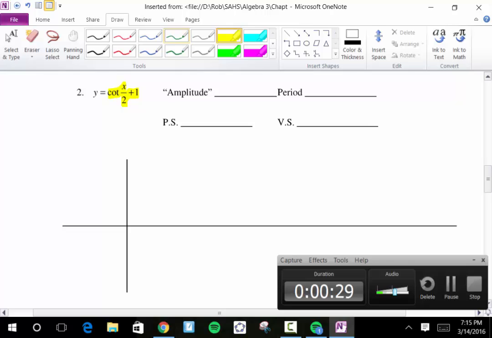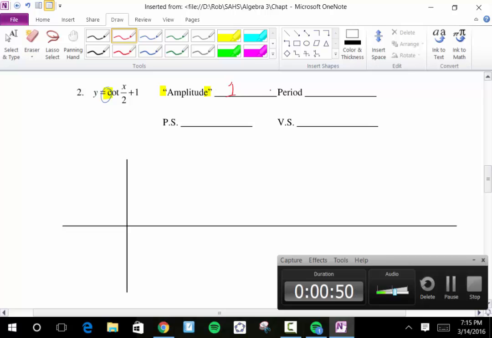First off, we got to find the amplitude. I'm going to go a little bit faster on this one because we kind of talked about the amplitude. There is no amplitude for cotangent. That's why I put little quotations around it. But it can be stretched. In this situation, nothing's in front of the cotangent. Therefore, the amplitude is a 1.